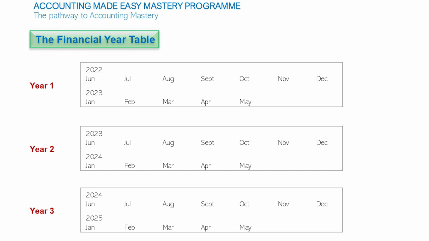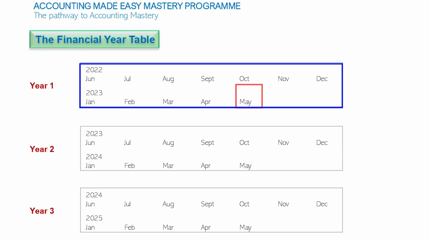So year 1 starts in June 2022. That must be your first month. And then your second month is July, August, September, and it continues that way. When you get to December, the year has not yet ended. You have just completed 7 months of your business. Then the year continues again in 2023: January, February, March, April, May. Now that is one financial period.